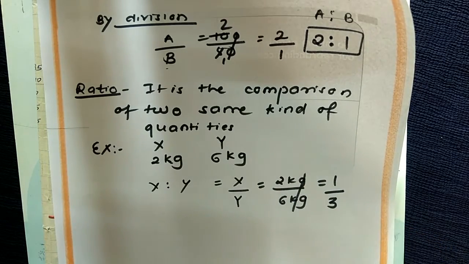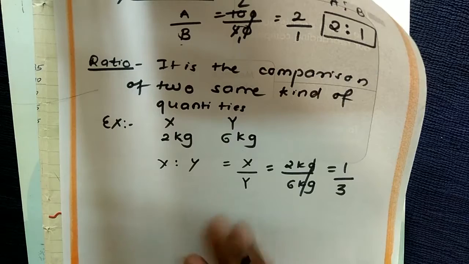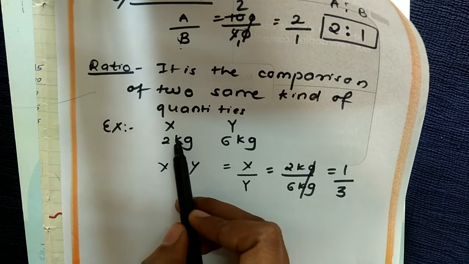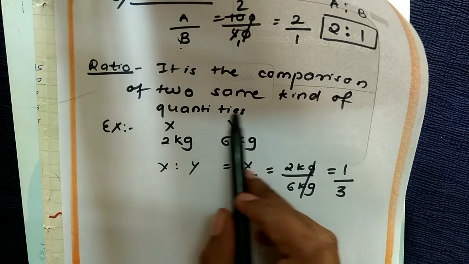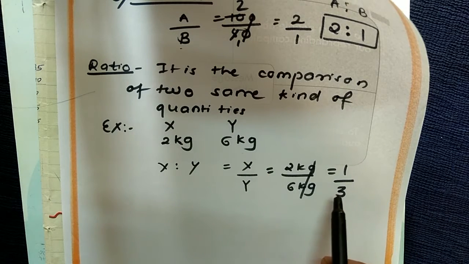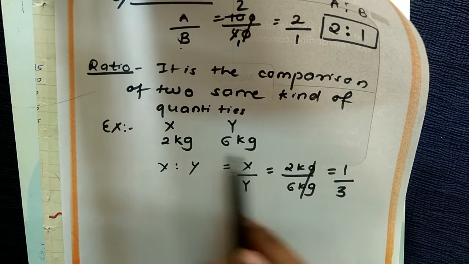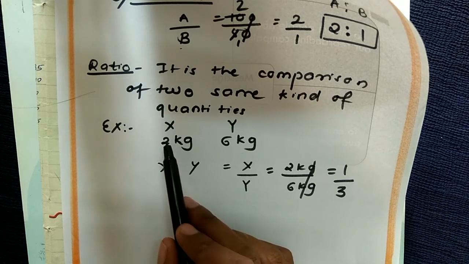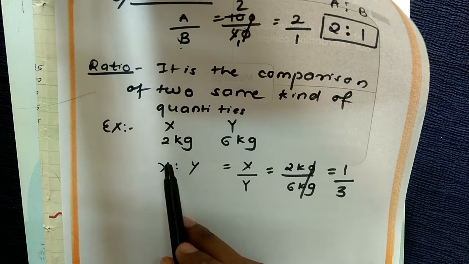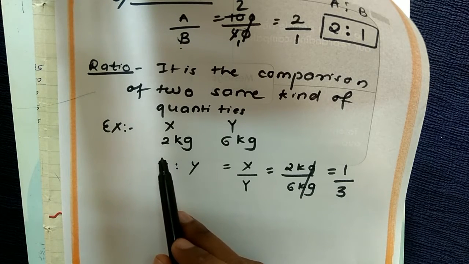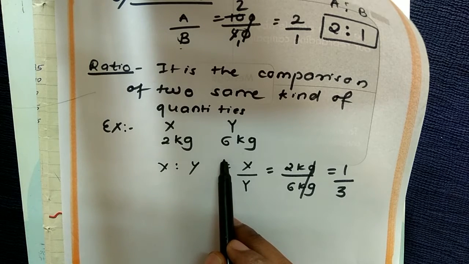2 3s are 6. It means what? Whatever the quantity of weight x has, if you take one part, then y will have 3 parts more, isn't it? 3 times more than x. Suppose here we had taken 2. Suppose in place of 2, I had taken 4. So how much does it increase? Twice. 2 2s are 4, then 6 2s are 12.